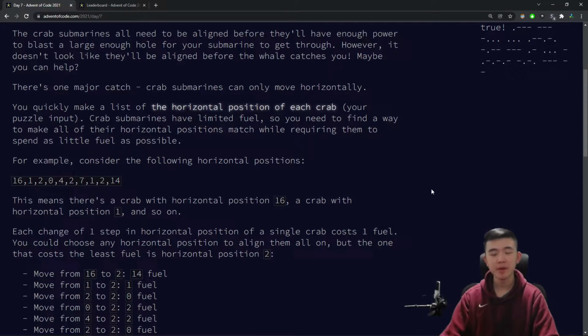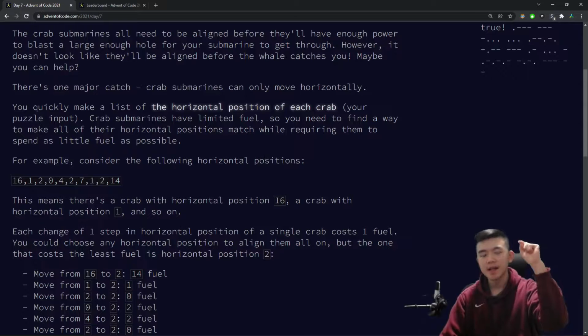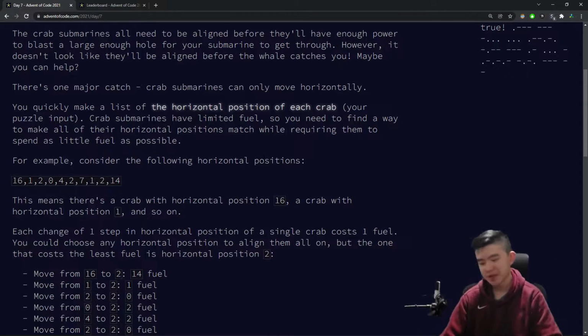Maybe you can help? So, there's a bunch of crab submarines, and they're listed as their horizontal positions on a singular x-axis, and your goal is to realign them together all somewhere on the axis so that they can all punch a hole through the ocean floor to get to the massive cave system, which I think will be a great addition to the story.